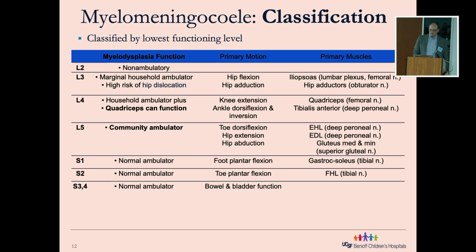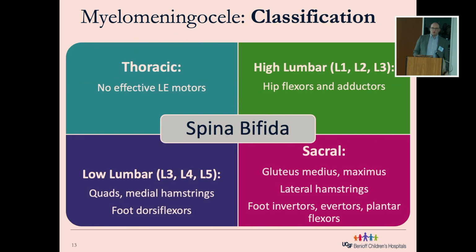So those are all broken down into 4 main categories. This is where I've distilled those last more complex slides into how we generally think. A thoracic level spina bifida patient, for the most part, is not going to have really any effective lower extremity strength. You think about their spine, you think about their sitting balance, but usually you're not looking at ambulation.